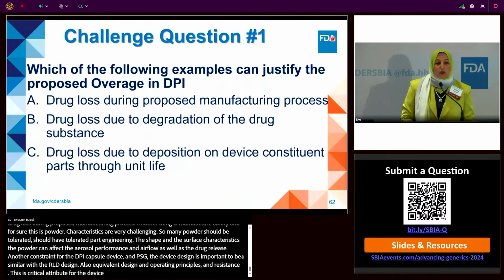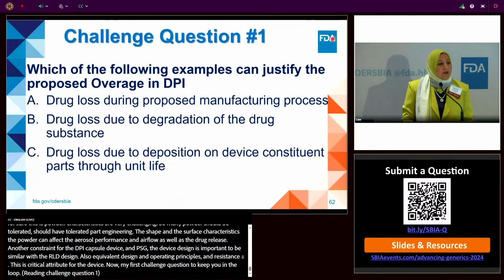Now, my first challenging question, to keep you in the loop: which of the following examples can justify the proposed overage in DPI? A, drug loss during proposed manufacturing process; B, drug loss due to degradation of the drug substance; C, drug loss due to deposition on the device constituent part through unit life. The answer is A.